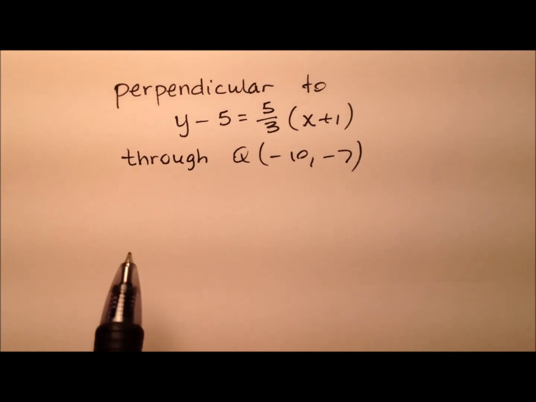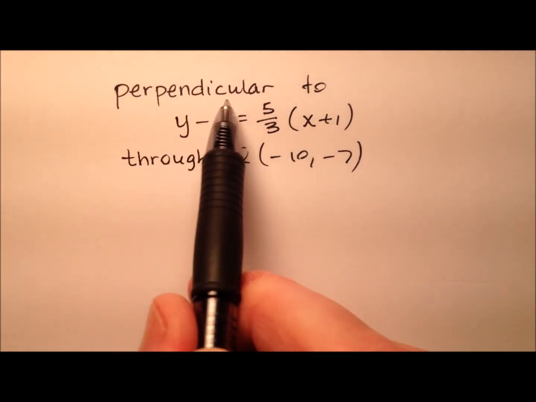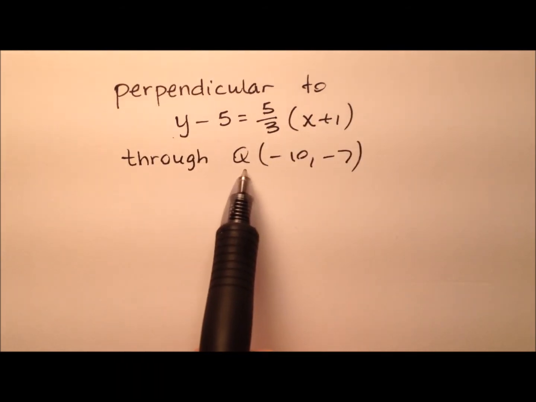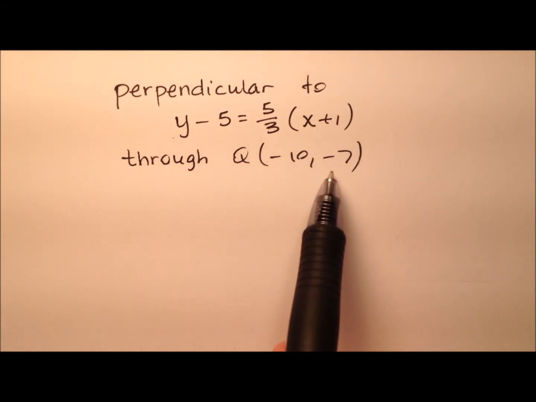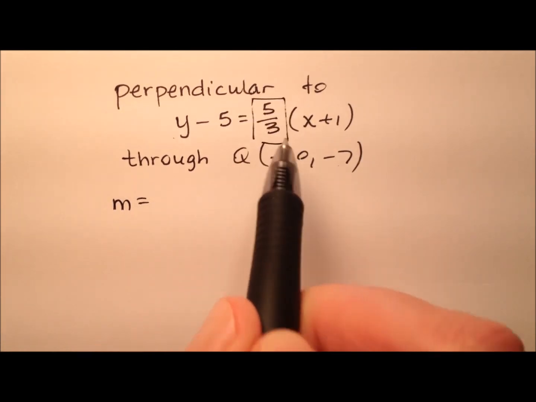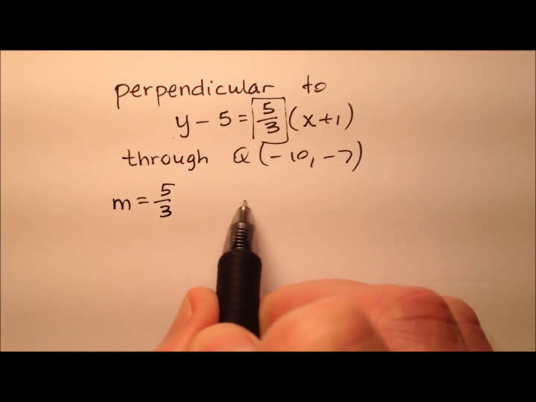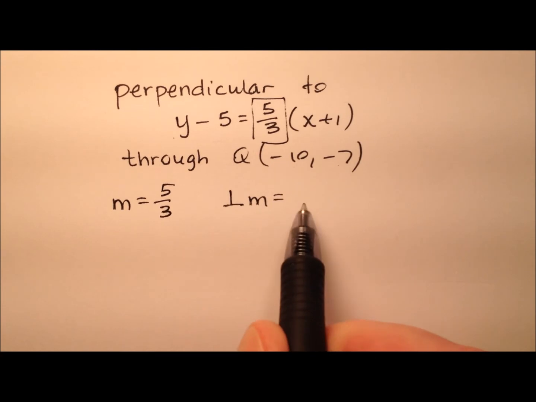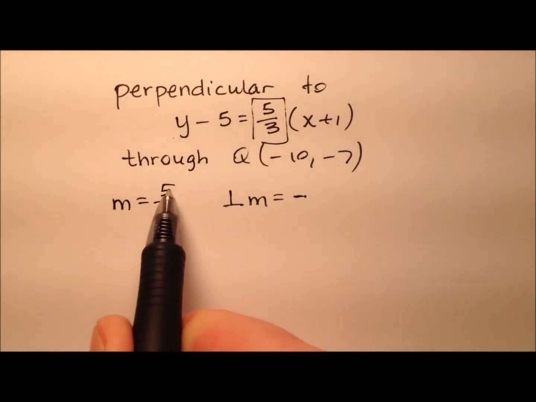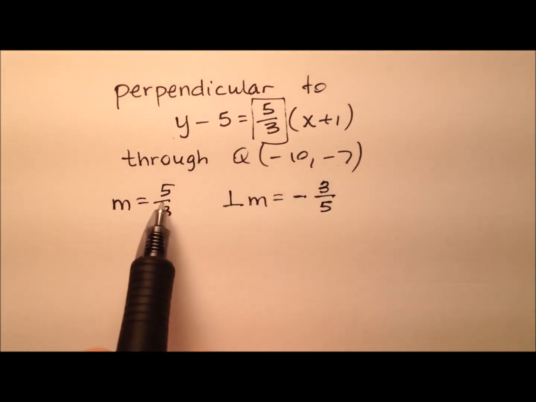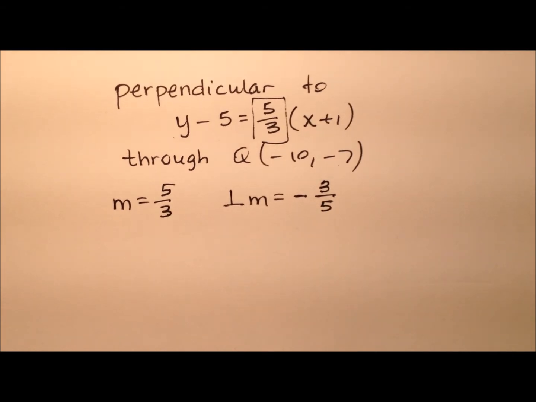In this second example, we want to write the equation of a line that's going to be perpendicular to this equation given to us in point-slope form, but our new equation is going to pass through Q, which is negative 10, negative 7. What's the slope of this original line? It looks like our slope is 5/3. I would like to find a perpendicular slope to 5/3. Since 5/3 is positive, my perpendicular slope will be negative, and it will be the flip, 3/5.